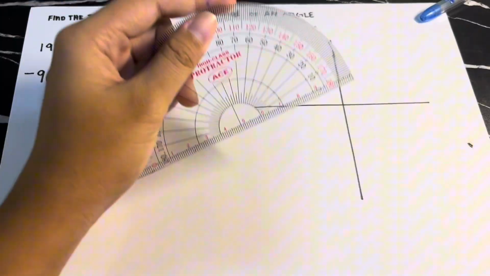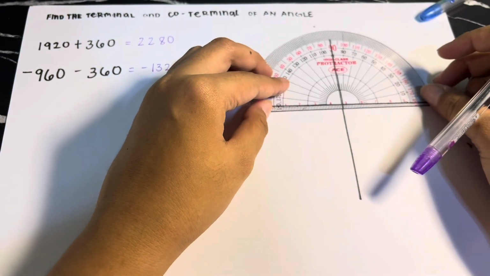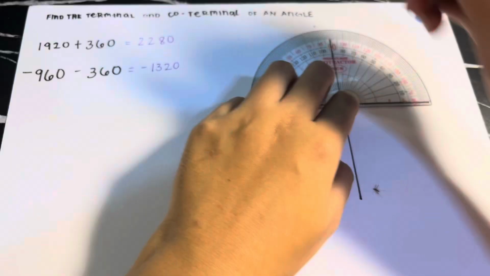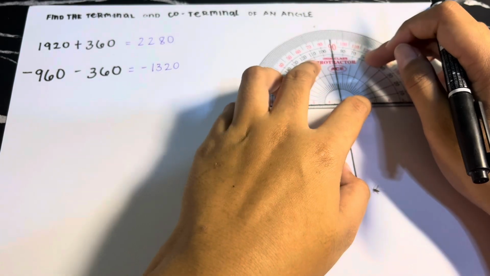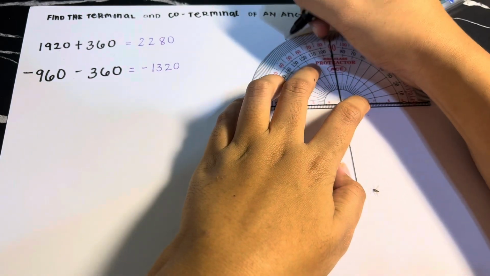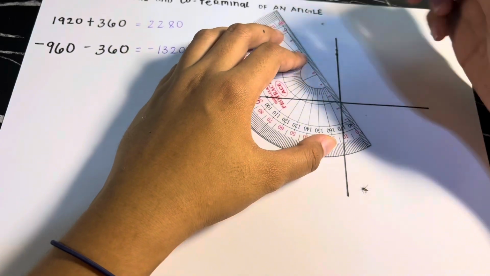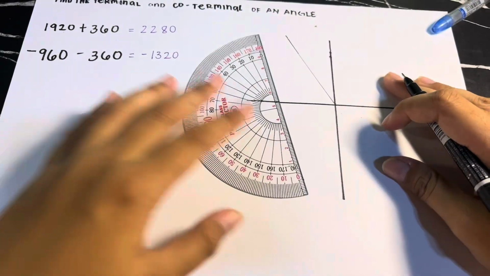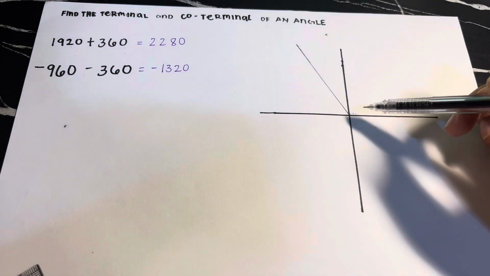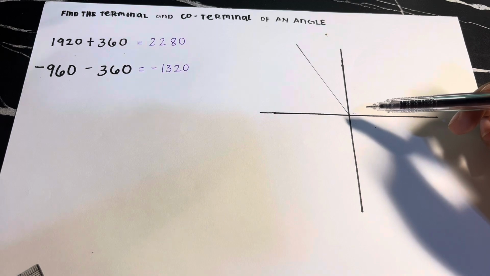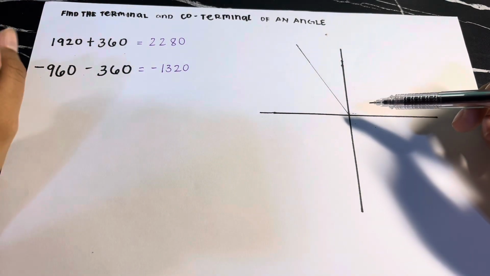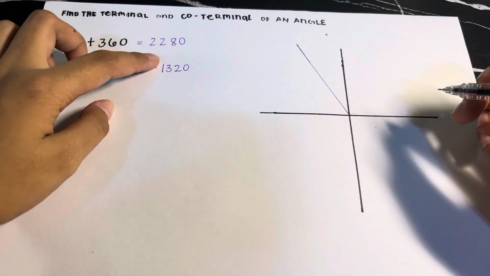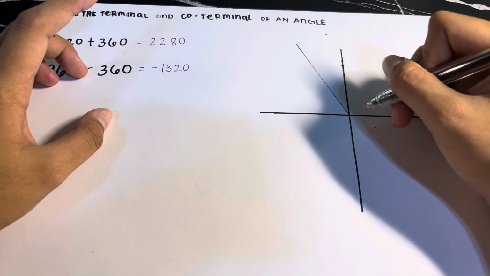120. Ang nakuha natin. After that, ilalagay lang natin dito kung ilang 360 ang nakuha natin sa 2,280. So, may 6 tayo na nakuha. Then, 6 na circle rin ang gagawin natin. It's positive, so the rotation will be counterclockwise.